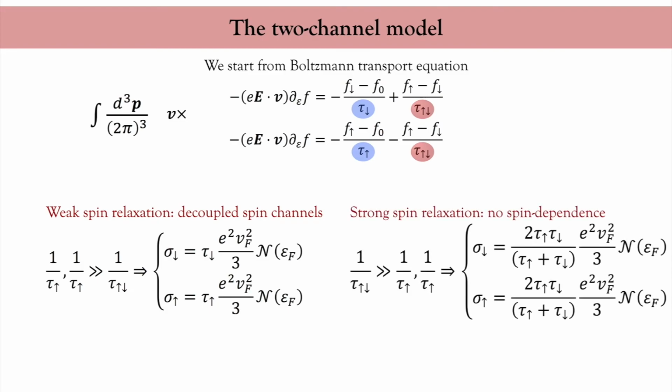Now, if the spin relaxation time is much shorter than the momentum relaxation time, then the up and down channels are merged together as electrons flip very quickly from one state to the other, and the conductances of up and down channels are equal. So this is reasonable. Now, how can we validate this model?